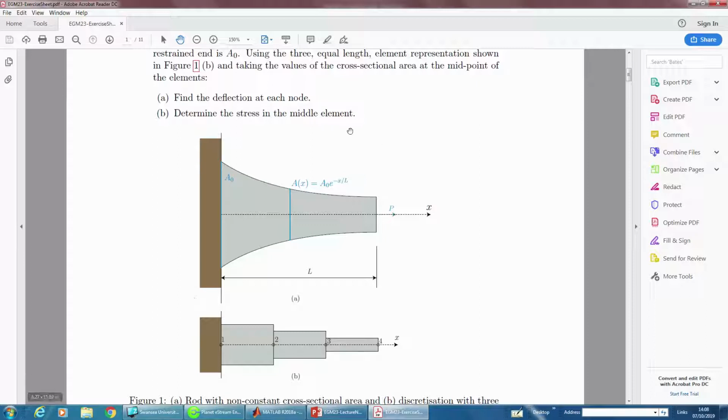So what the exercise is telling you is, in element number 1, pick the value of this constant area as the value of this formula at the center of the element. The best you could do, isn't it? Pick up the one in the middle as the representative value of the area. Do the same for element 2, do the same for element 3.